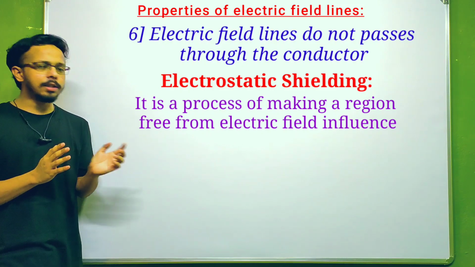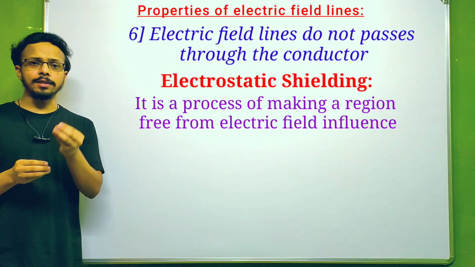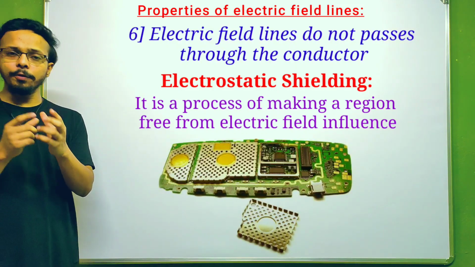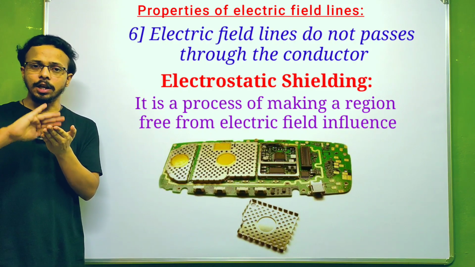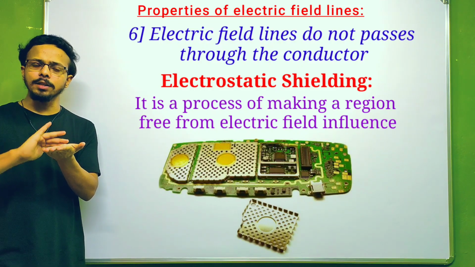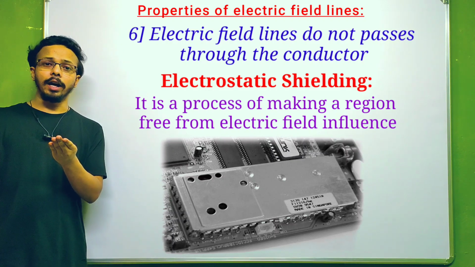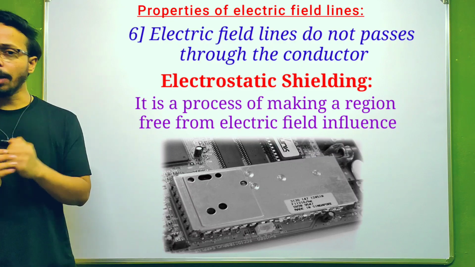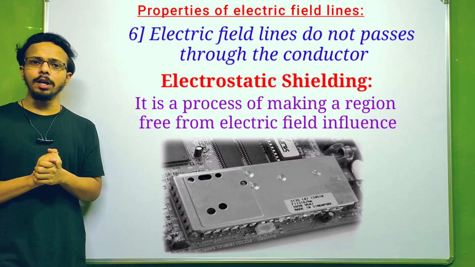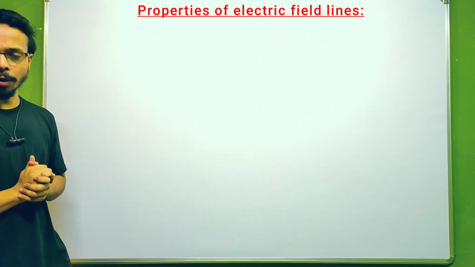Okay, this electrostatic shielding is basically used to protect the sensitive components of electronics. If you see the circuit of a mobile, the small components there are covered with a metallic plate, and that is called electrostatic shielding. Why are the sensitive components covered with a metallic sheet? Because of electrostatic shielding: the external electric field doesn't influence that component, and the component doesn't get damaged. Therefore, we cover that component with a metallic sheet, and that is called electrostatic shielding. Okay, so this is the property.